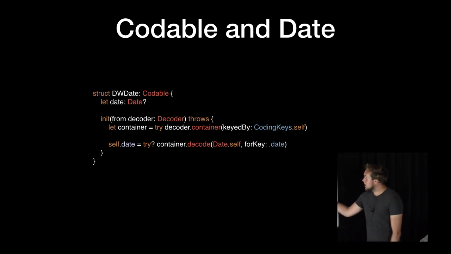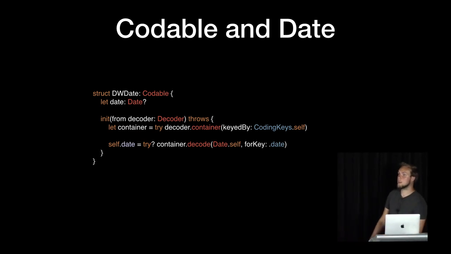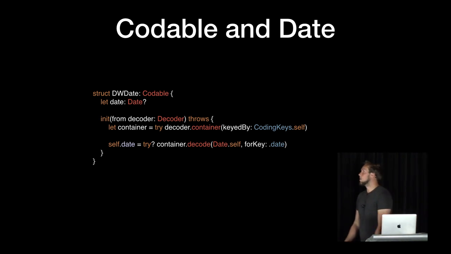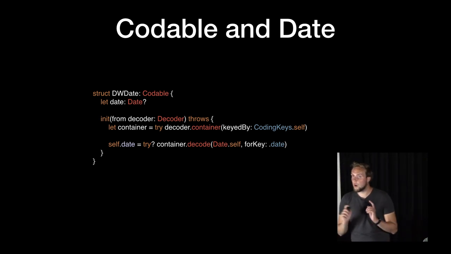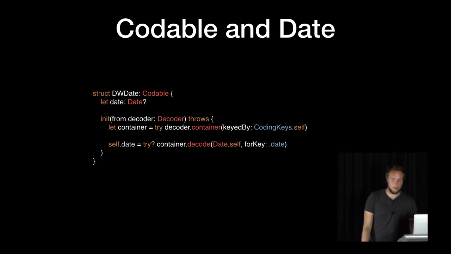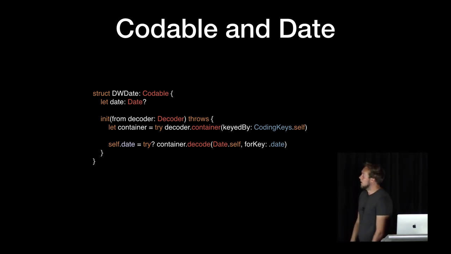you override the default implementation for init from decoder. That's so awesome about Codable in Swift 4. Just to let you know, this init from decoder is sort of a protocol requirement for the Decodable protocol. And you get it for free by default. But if you have a date that needs to be optional and to be able to handle invalid JSON, you have to override it. Nothing you can do, at least not that I know.